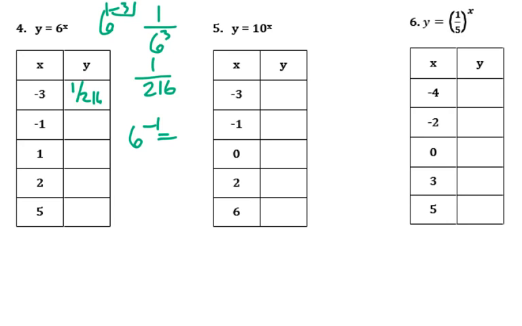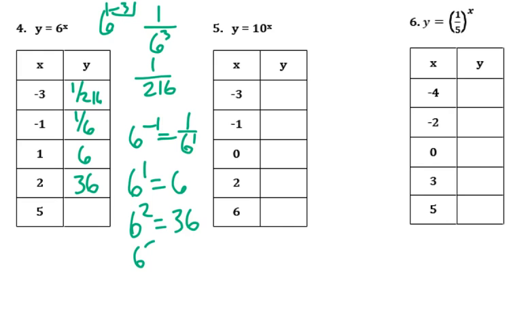If we did 6 to the negative 1, that's actually like 1 over 6 to the first, so it's 1/6. When we get to the positives, much easier. 6 to the first is just 6. Anything to the first power is itself. 6 squared, 6 times 6, so that's 36. 6 to the 5th would be 6 times 6 5 times. So I type it in my calculator, 7,776.